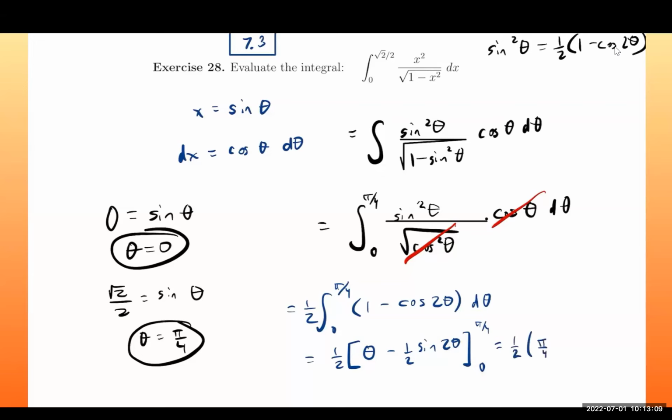If we do that, we're going to get pi over 4 minus 1/2 sine. When you plug in pi over 4 for theta, you're going to get sine of pi over 2, which is 1. So 1 times 1/2 is 1/2. We can go ahead and distribute the 1/2, and our final answer will be pi over 8 minus 1/4. That is our final answer.